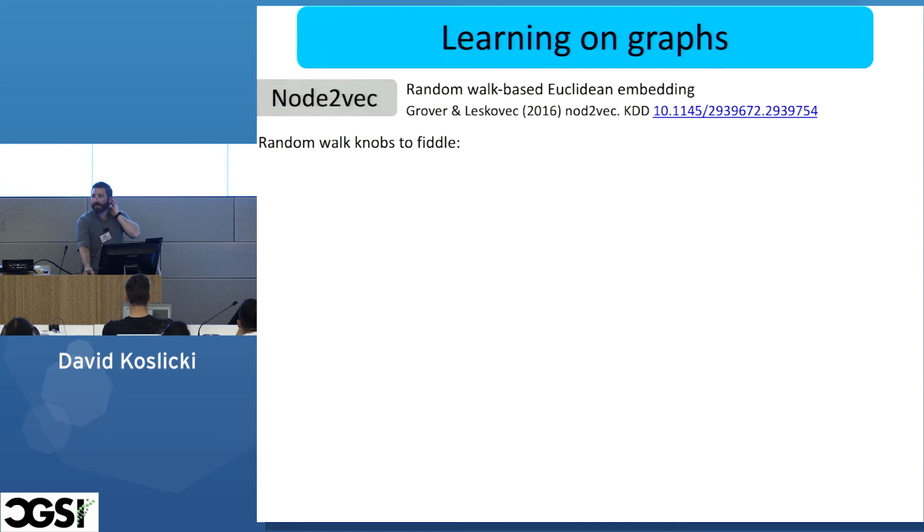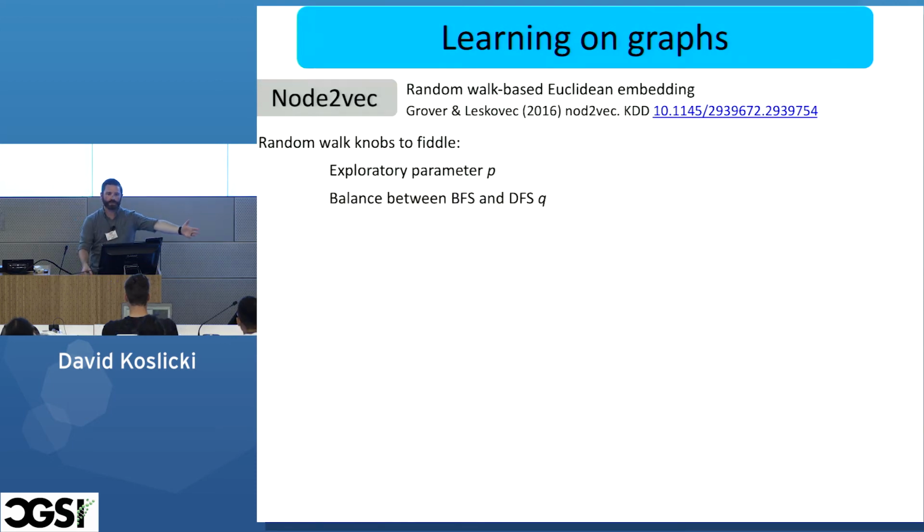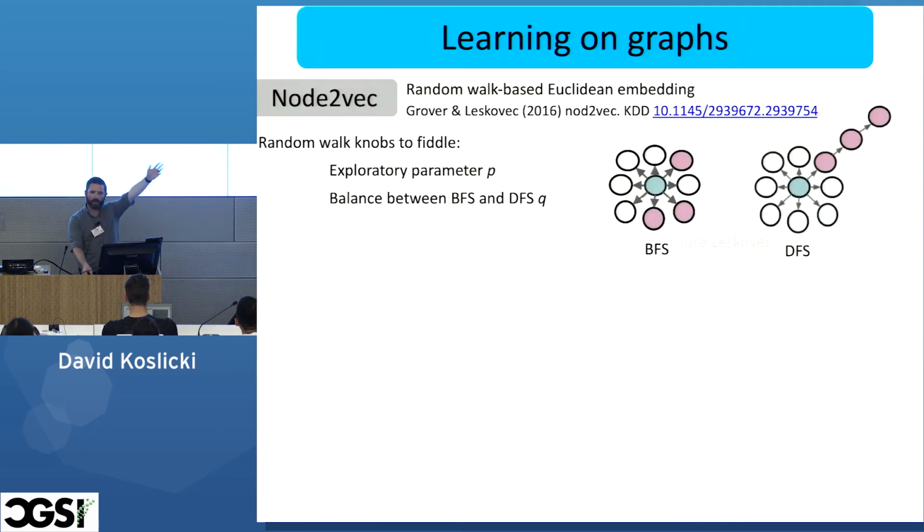Fantastic. Of course, with any one of these, there are a few different knobs to fiddle. There's one exploratory parameter P, which is when you do your random walk, how likely are you to step out or just stay where you were at an original node? And do you want to explore in a breadth-first search or a depth-first search fashion? Do you want to go around or do you want to go out, basically?